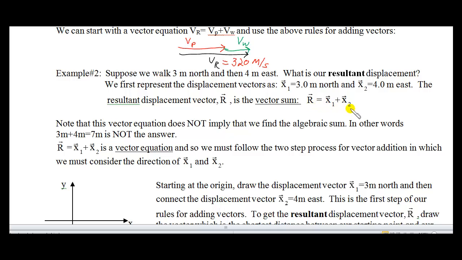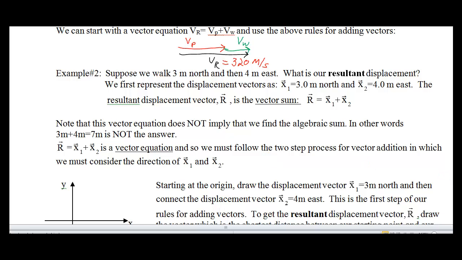So here again we have a vector equation. And so we're going to have to apply the rules above for adding vectors. Note that this vector equation does not imply that we find the algebraic sum. In other words, 3 meters plus 4 meters equals 7 meters. That is not the answer, okay? Because these two vectors lie in different directions. One is north and one is east. So it's not like the previous example. This vector equation here is an equation, so we must follow the two-step process for vector addition, in which we must consider the direction of x1 and x2.